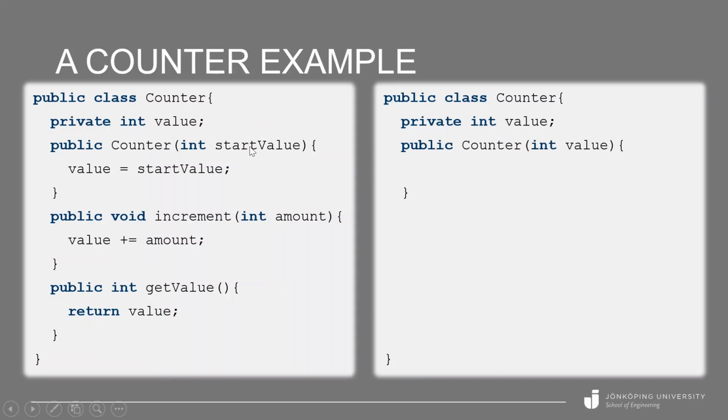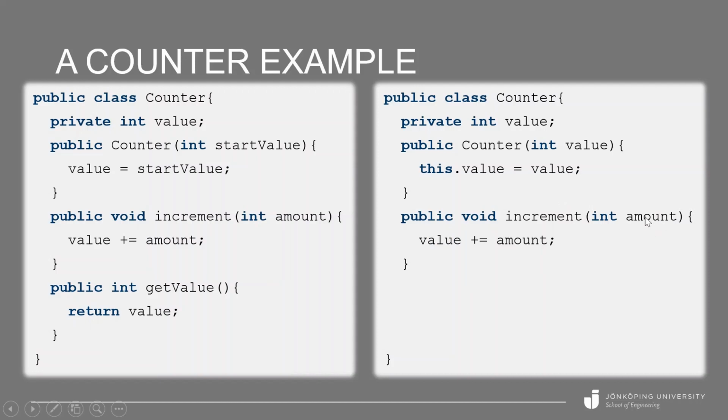Here we call the parameter startValue. So inside this constructor we can use value to refer to the instance variable value. But in this case we call the parameter value, and the instance variable is called value as well. So if we use value inside this constructor, then it would refer to this parameter. So if we want to assign the instance variable the value from the parameter, then we would in this case have to say this.value = value.